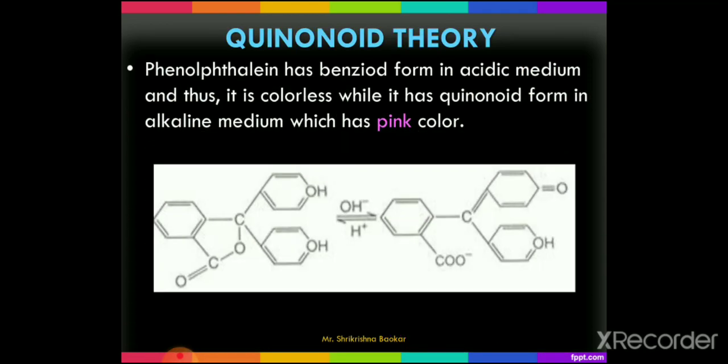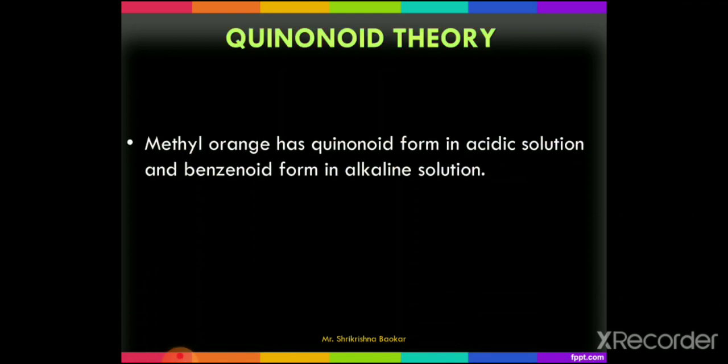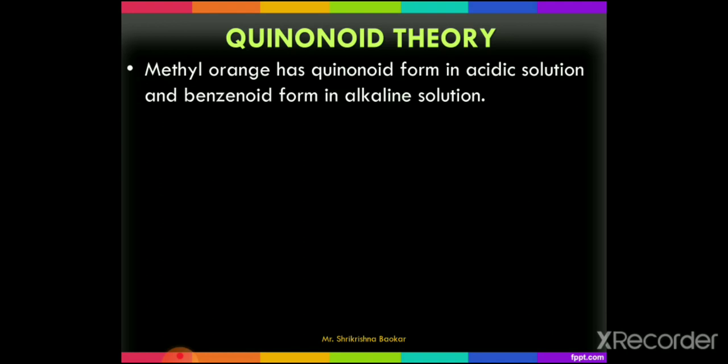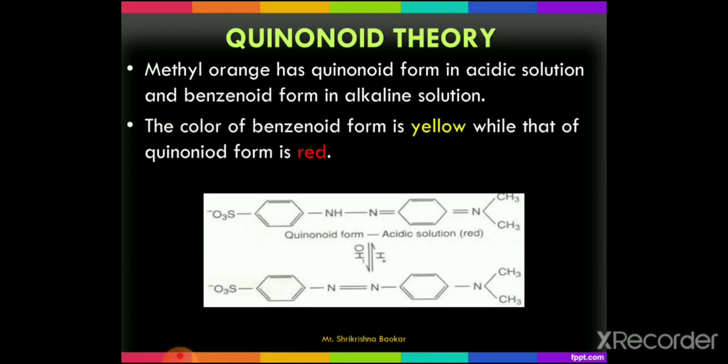For example, phenolphthalein has benzenoid form in acidic medium and thus it is colorless, while it has quinonoid form in alkaline medium, which is pink in color. Like this, here is a separate example, methyl orange. Methyl orange has quinonoid form in acidic solution and benzenoid form in alkaline solution. The color of benzenoid form is yellow while that of quinonoid form is red.